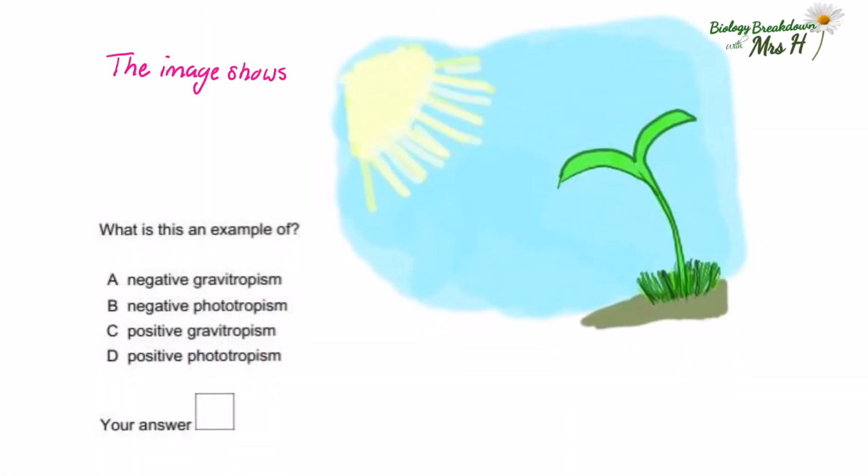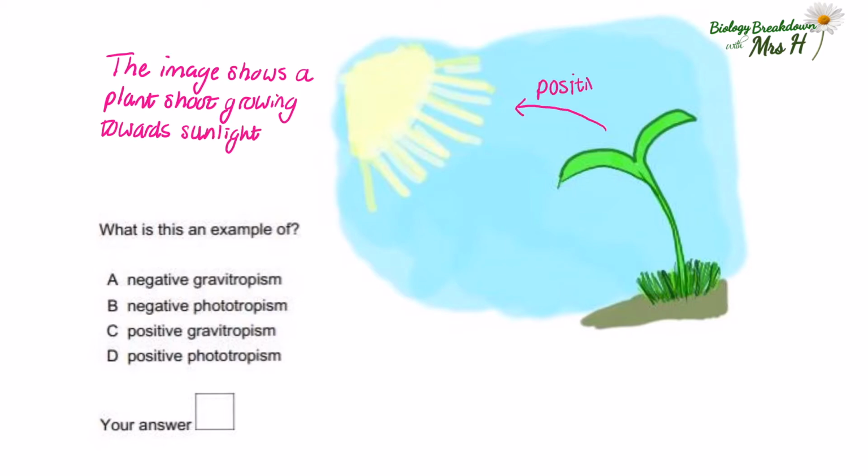The image shows plant shoots growing towards sunlight. So any movement towards a stimulus is positive. In this case, the growth is towards light. Well, photo is light, so this is positive phototropism, so the answer is D.